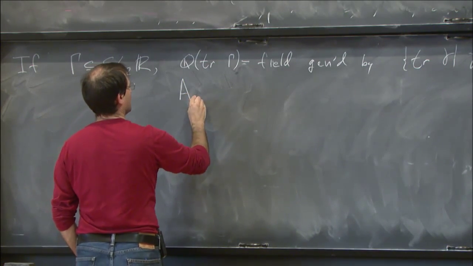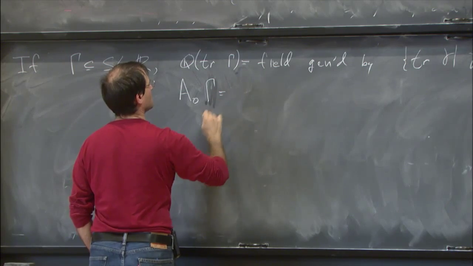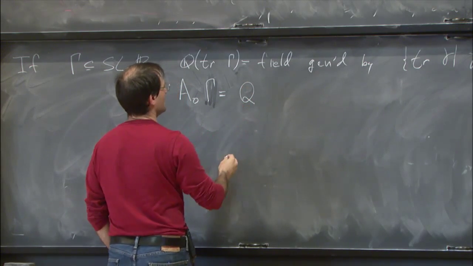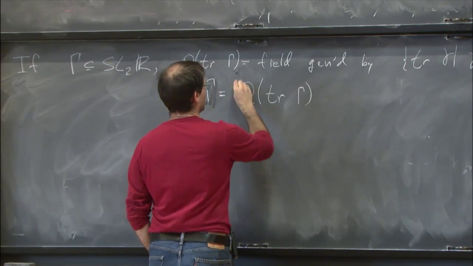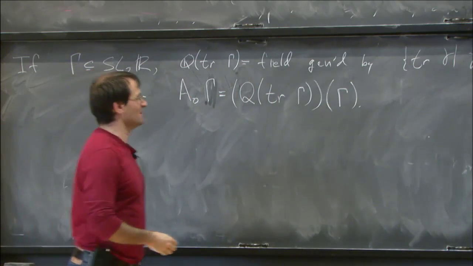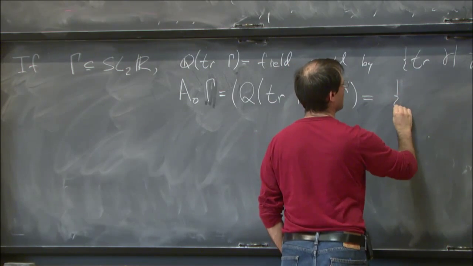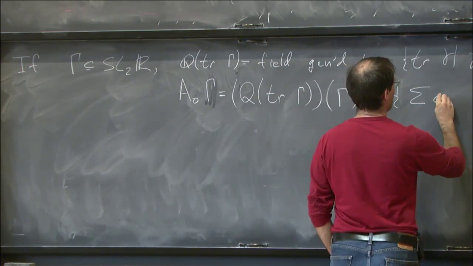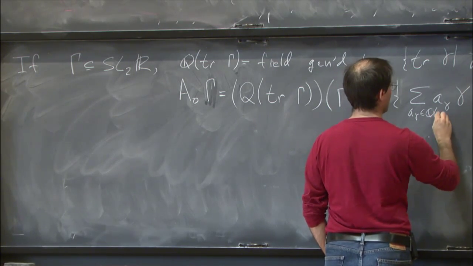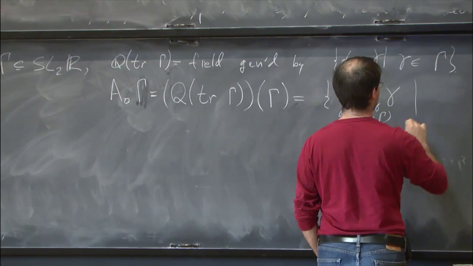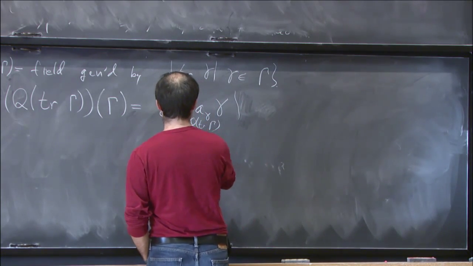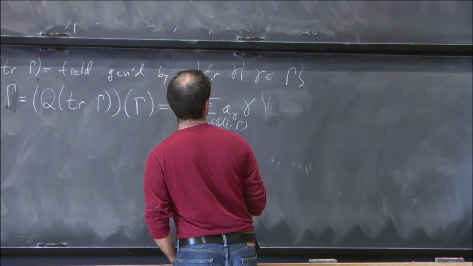And we can let the quaternion algebra A0 of gamma be the algebra generated by this over gamma, if this makes any sense. So it's the set of linear combinations, sums of a_gamma times gamma, with a_gamma in this field, where gamma is in the group, and finitely many of these.